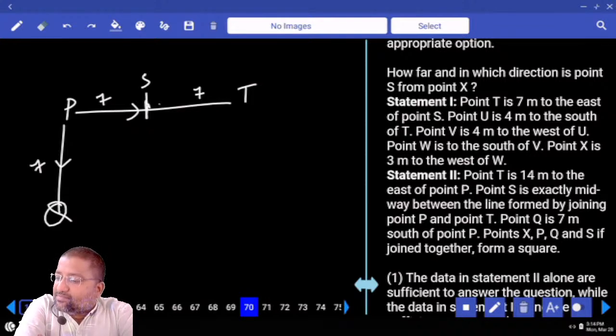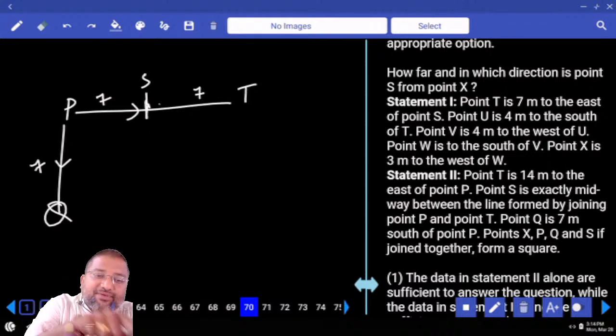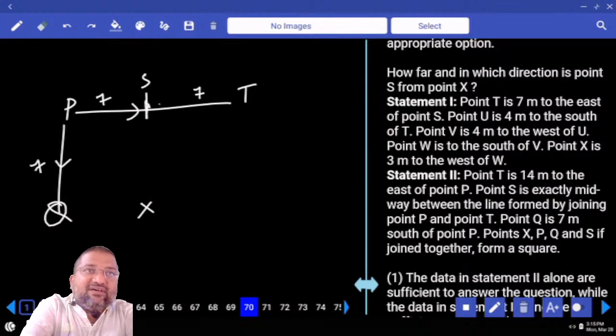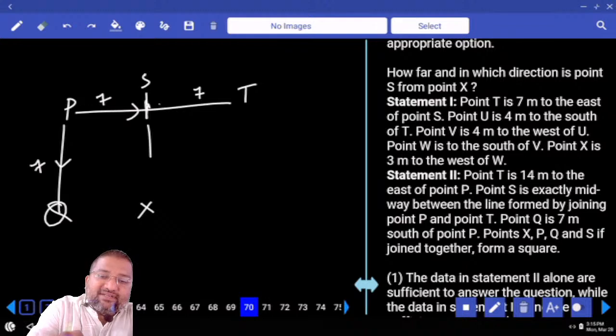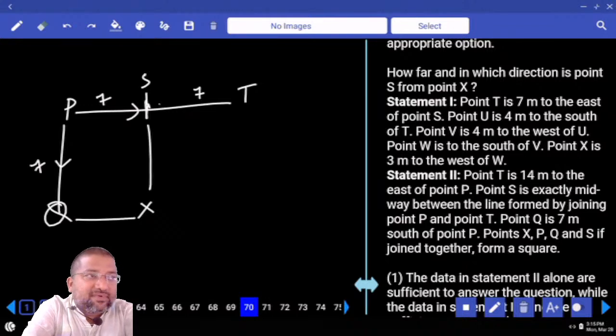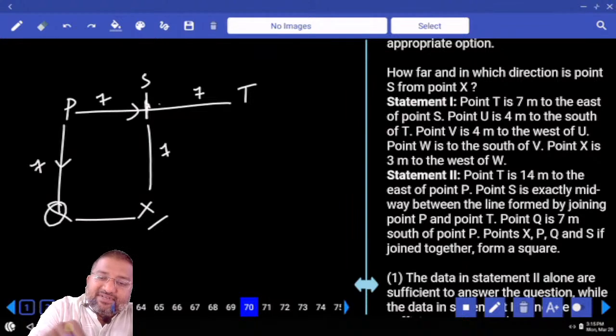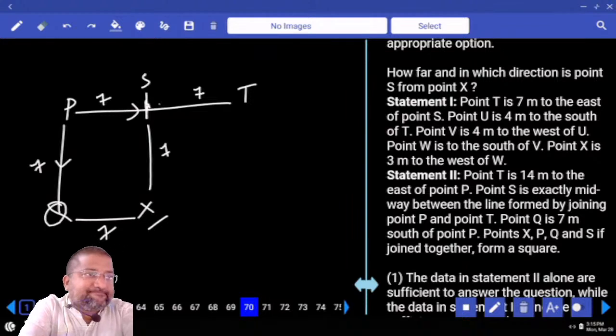Next, points X, P, Q and S, if joined together, form a square. X, P, Q, S. P, Q, S, you have it here. If you mark X also, it forms a square. Square, and all the sides should be the same. So that's the reason why I have taken X here. So this is 7, this is also 7. Formed a square.